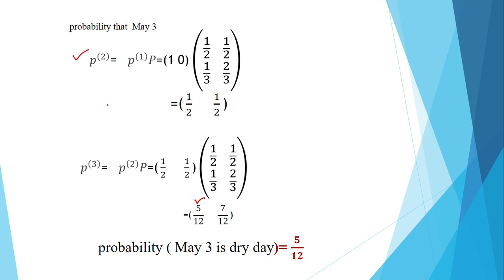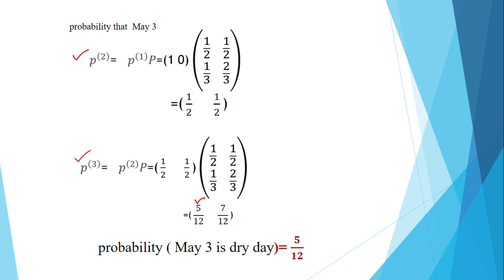Okay. But we need P of 3. So take P of 3 now. P of 3 can be written as P of 2 into P. So P of 2 is nothing but 1 by 2, 1 by 2 here, and the transition probability matrix. The product of these two is 5 by 12, 7 by 12. So this is the third day probability distribution.